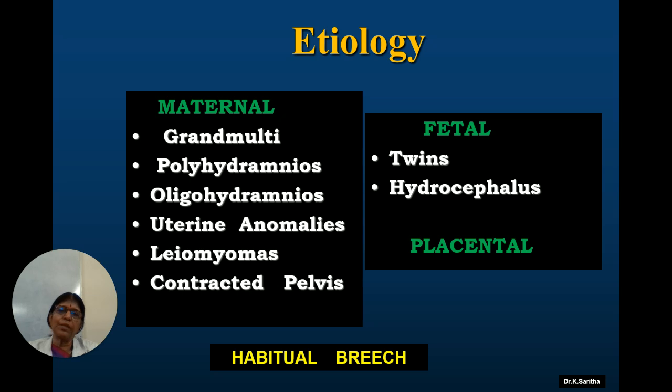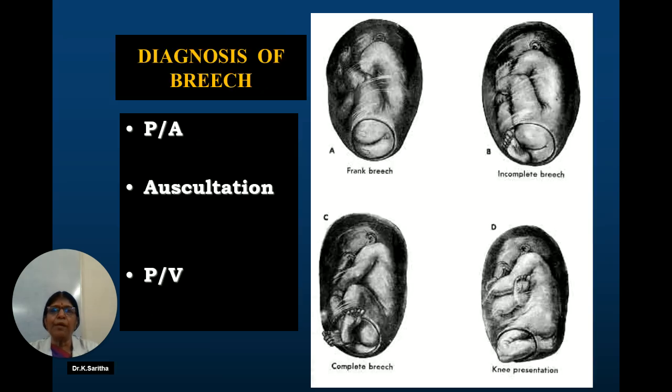In fetal causes, you have twins and hydrocephalus, wherein the head is the bigger part and it settles in the wider upper pole of the uterus. Placental causes can be because of placenta previa. Habitual breech is one wherein a woman presents with consecutive breech pregnancies, and therein we usually suspect that it could be because of a uterine anomaly.